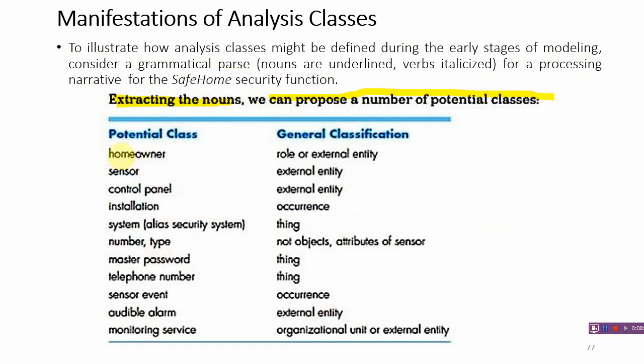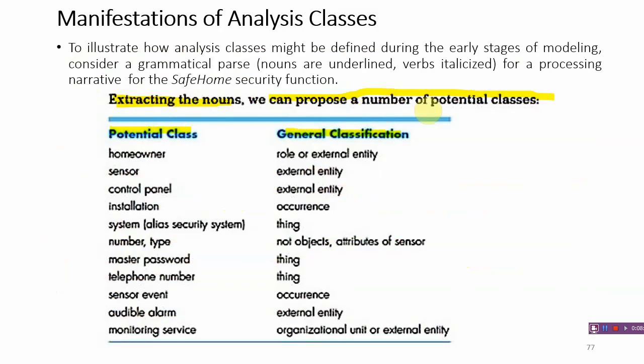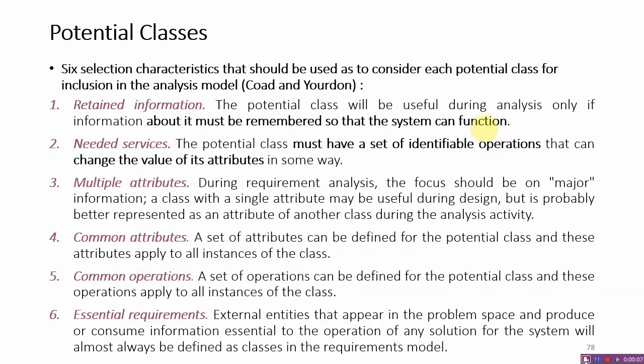You can see it over here. The potential classes are mentioned to the left, and as per the previous information, we can categorize them into potential classes. Now we have identified a number of potential classes. There are 6 selection characteristics that should be used to consider each potential class for inclusion in the analysis model. Coad and Yourdon have proposed these 6 selection criteria.